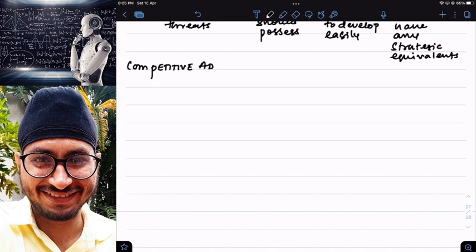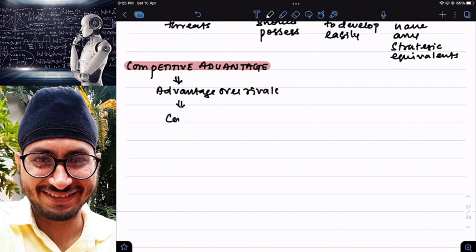Competitive advantage. The advantage I have over my competitors is called competitive advantage. Simple. It is nothing but advantage over rivals. The advantage I have over other companies is called competitive advantage.